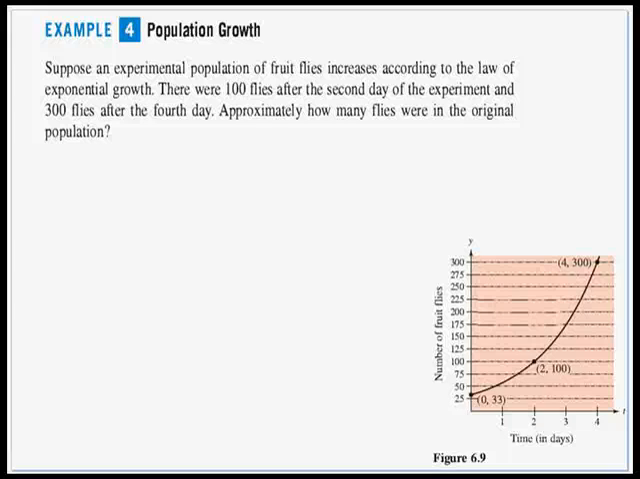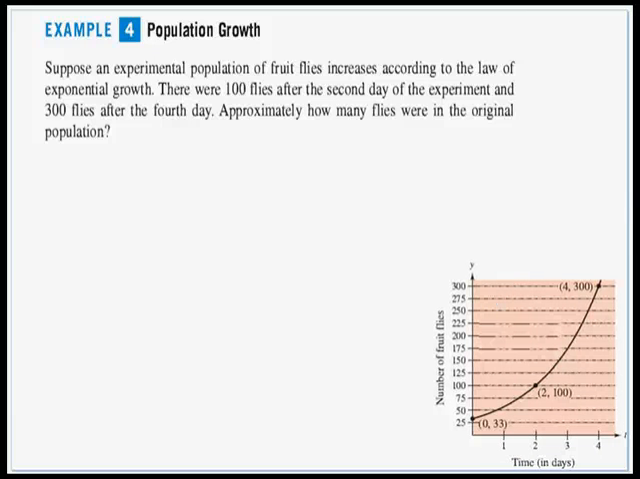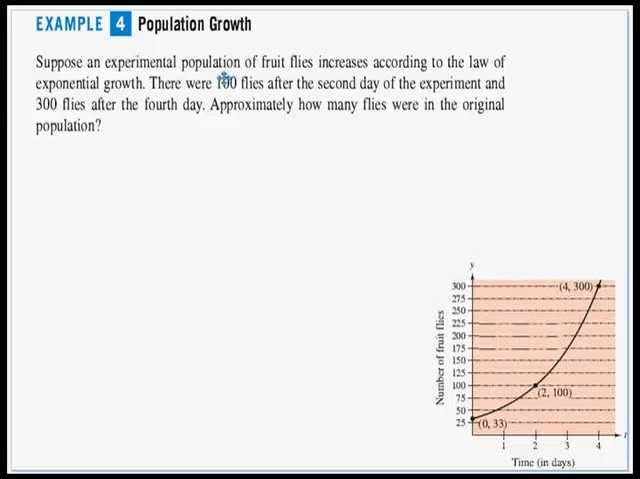Video, we're going to wrap up section 6.2, growth and decay models, with a few examples here. Some good real-world examples. So here in example 4, population growth. Suppose an experimental population of fruit flies increases according to the law of exponential growth. There were 100 flies after the second day of the experiment and 300 flies after the fourth day. Approximately how many flies were in the original population?